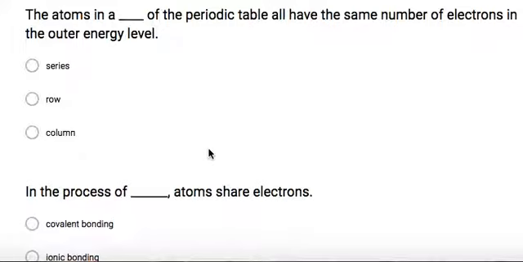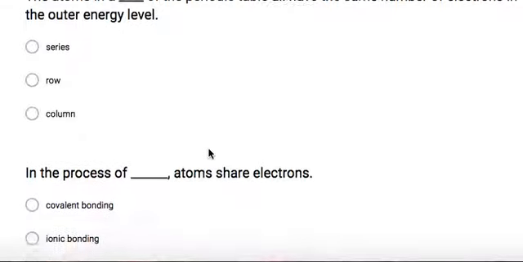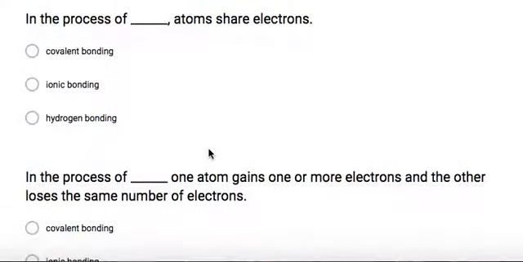The atoms in a blank of the periodic table all have the same number of electrons in their outer energy level. Series, row, column. In the process of blank, atoms share electrons. Covalent bonding, ionic bonding, hydrogen bonding.